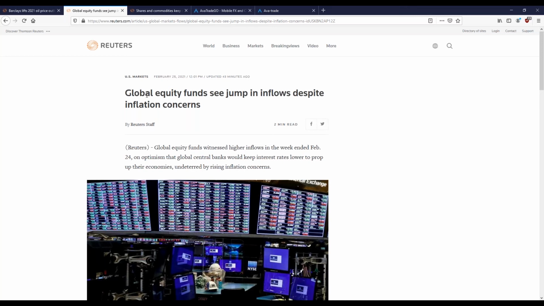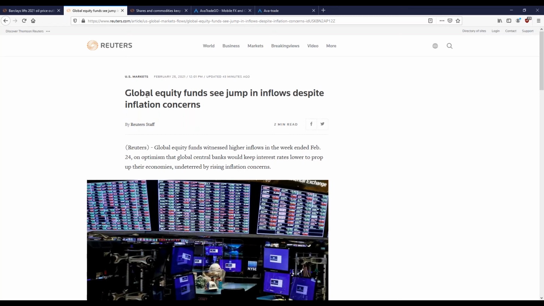I found these headlines before we started. Global equity funds see jump in inflows despite inflation concerns. So right now, they're talking about stocks and indices climbing. They continue to climb, even though there are concerns about inflation.